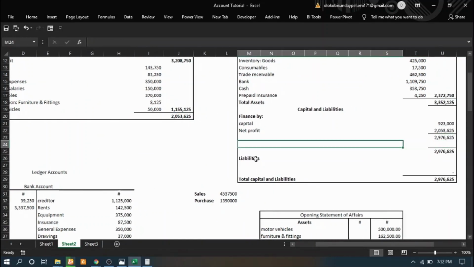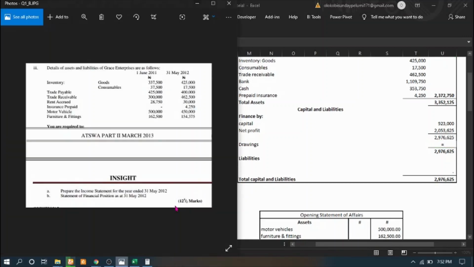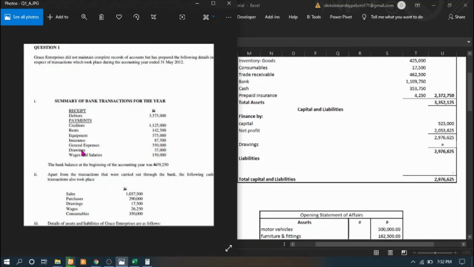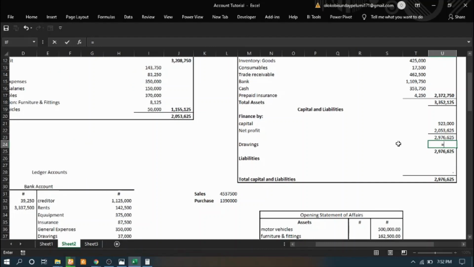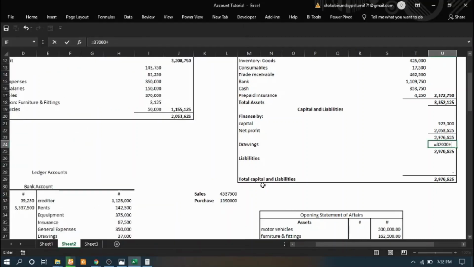So next thing is drawings during the period. I think we need the question now. Drawings made during the period. The drawings are okay, 37,000 plus what again? 37,000 plus 17,500.